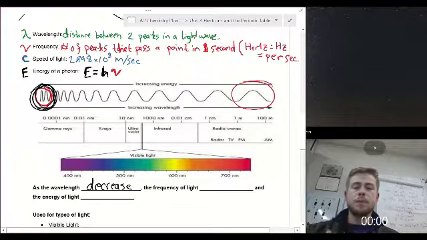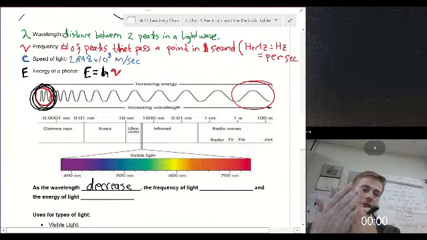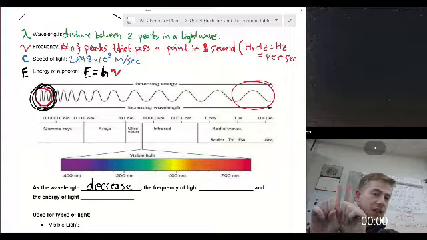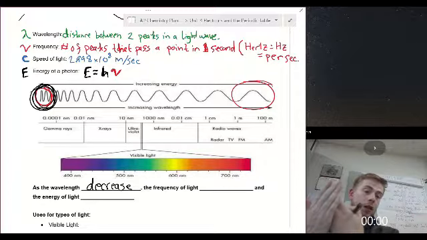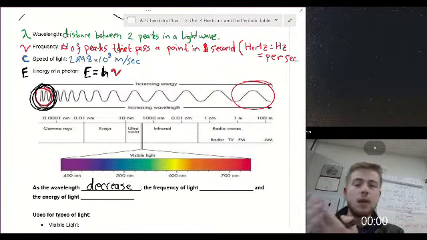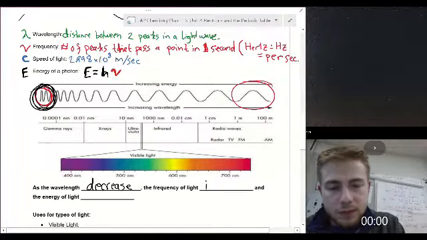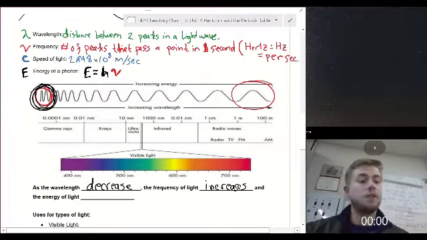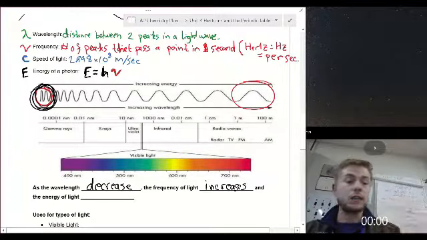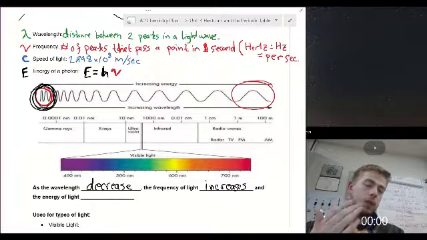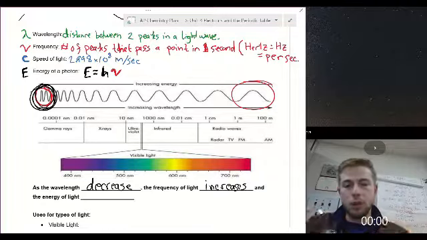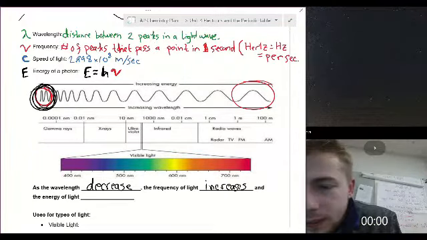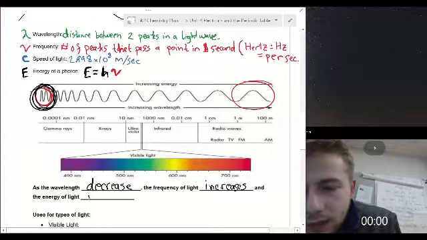As the wavelength decreases, the waves are going to come faster and faster. You can think of waves on the water. If the waves are very close together, they're going to hit you with lots of frequency. The frequency of light increases, and the energy of that light is going to increase as well. It's because those photons are hitting you more frequently. It's more damaging. It hits you with more energy.